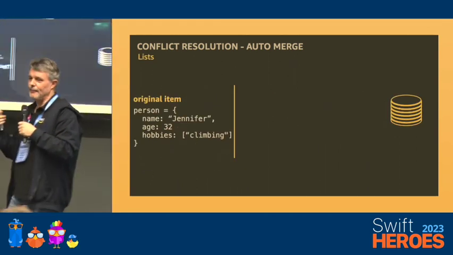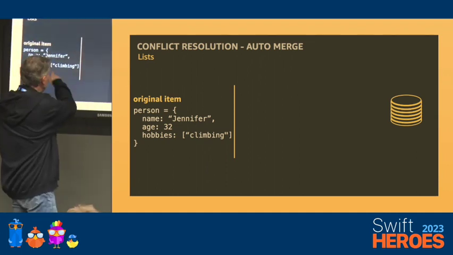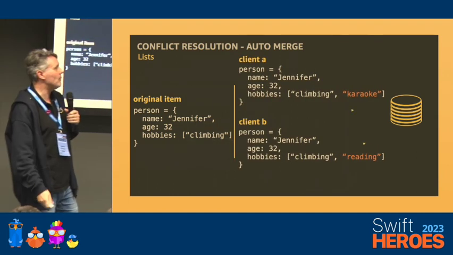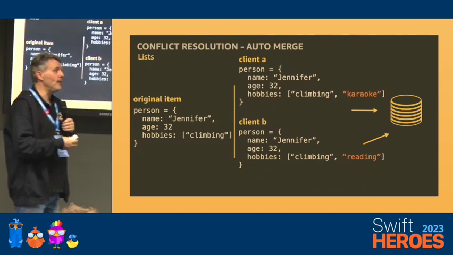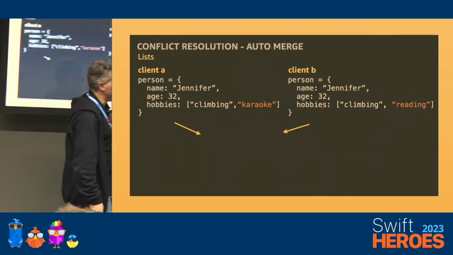Same with lists. If Jennifer has a property called hobbies, which is a list of different hobbies, and two customers are changing that list, as long as they are changing different values in the list, we can merge without any conflict.